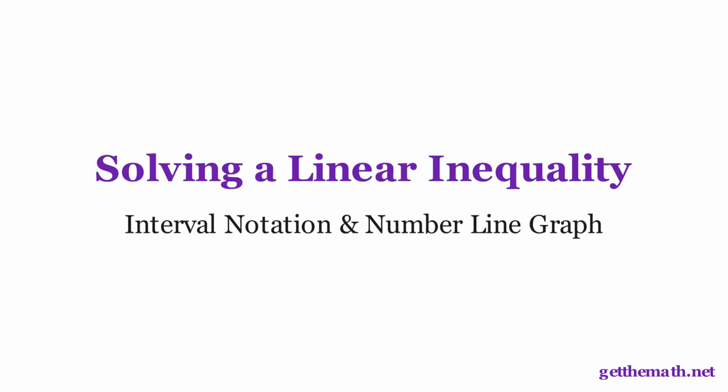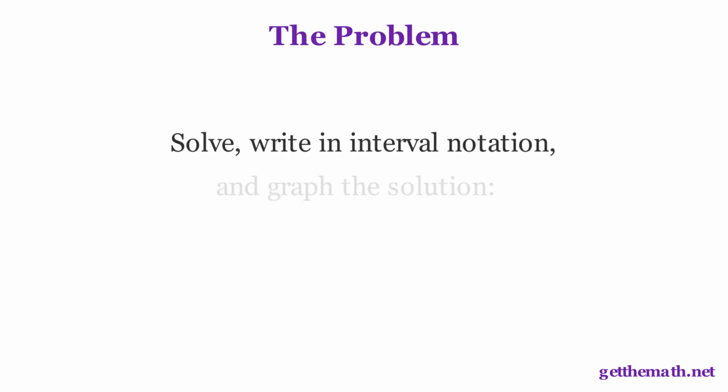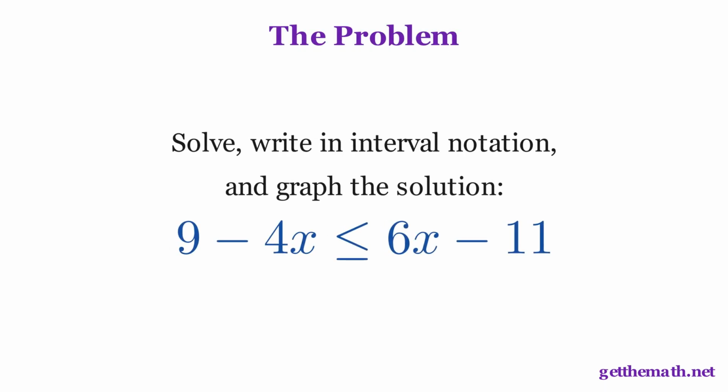Today we are solving a linear inequality, writing the answer in interval notation, and graphing the solution on a number line. Here is the problem. Solve 9 minus 4x is less than or equal to 6x minus 11. Write the answer in interval notation and graph the solution.